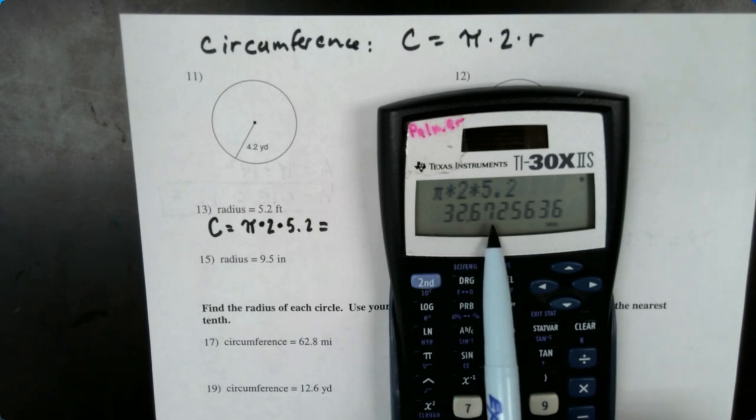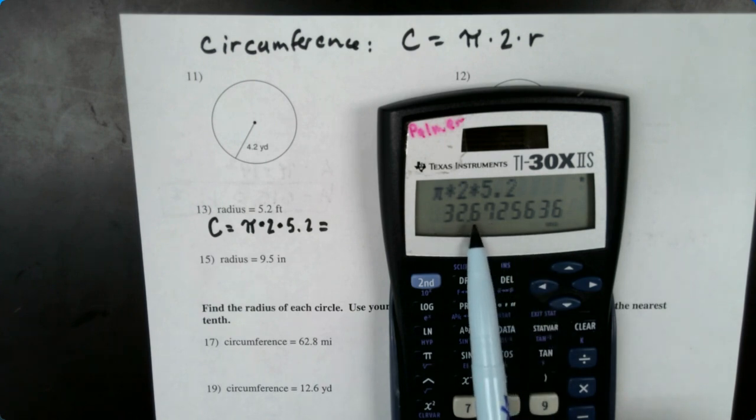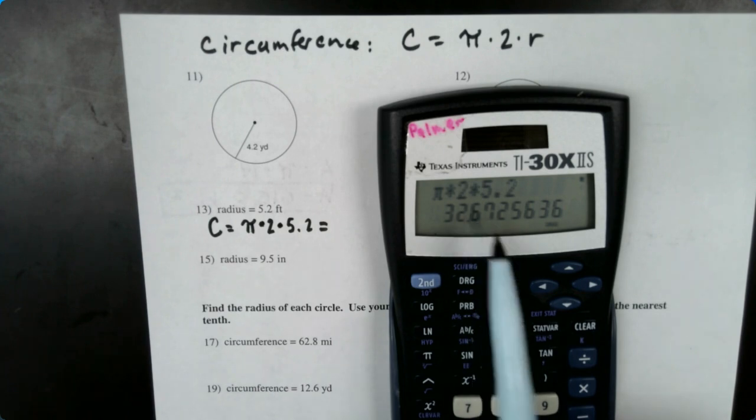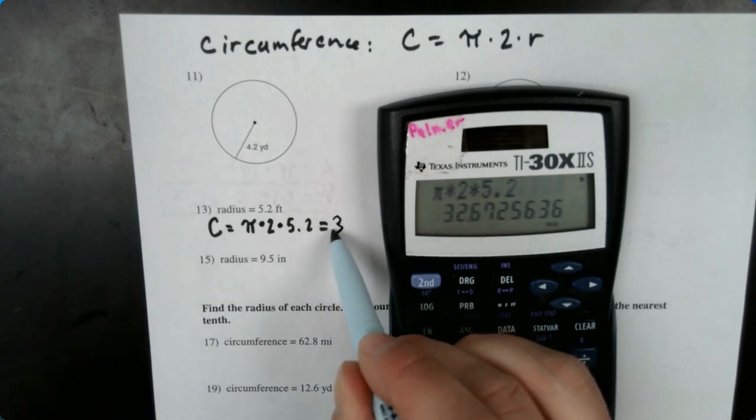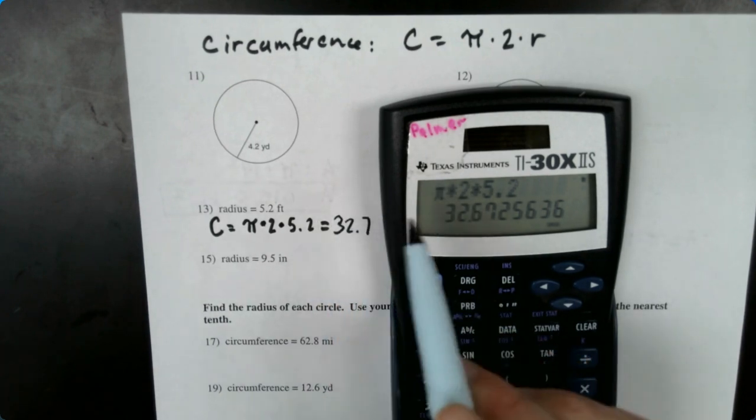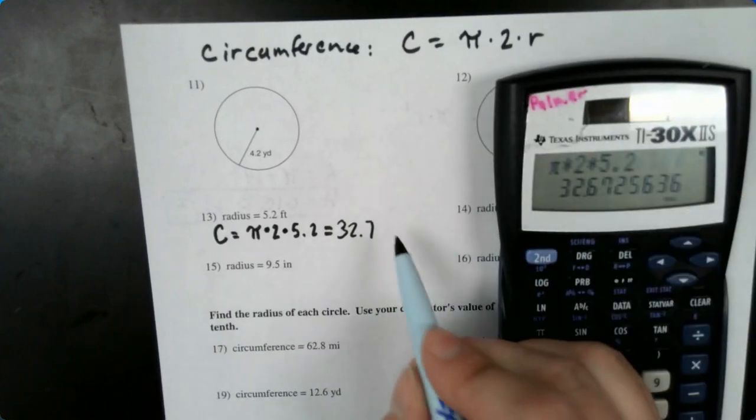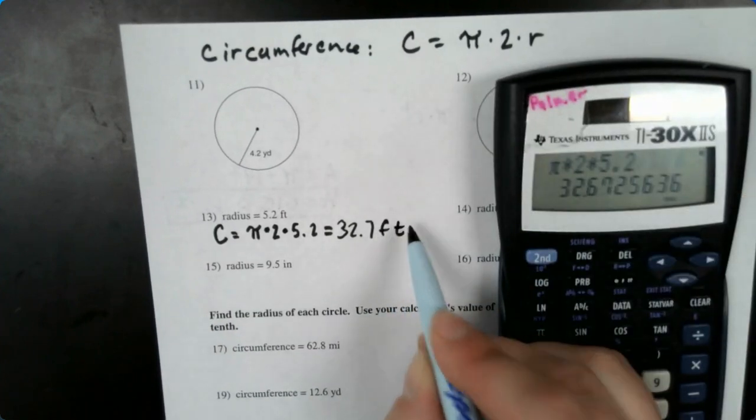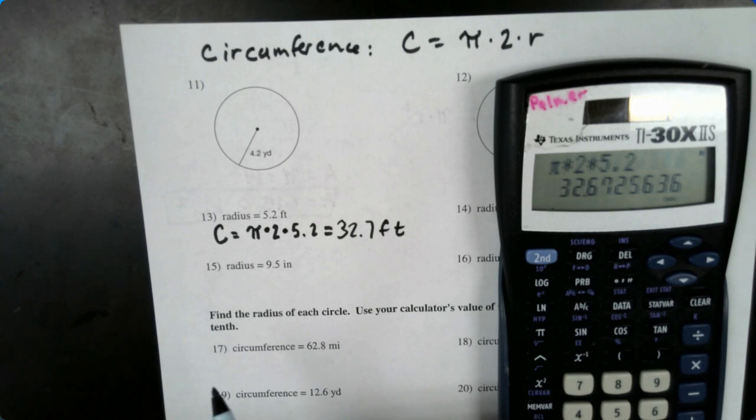We need to go to the second decimal. We look at that place, it's a 7. So what does that mean for the 6? It's going to go up to 7. Good. So 32.7. Good. And somebody said feet. Thank you, feet. And that circumference, we just need feet. Okay, questions so far? You think you can do those ones?